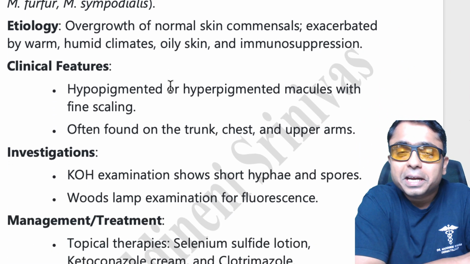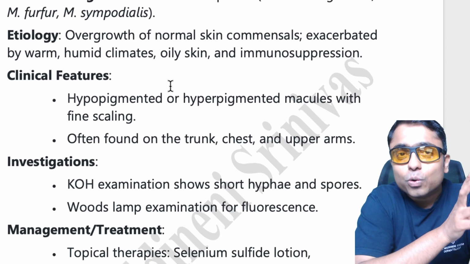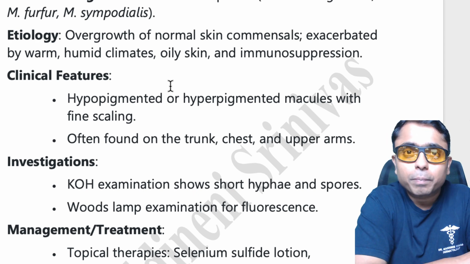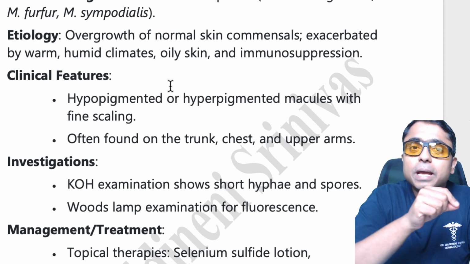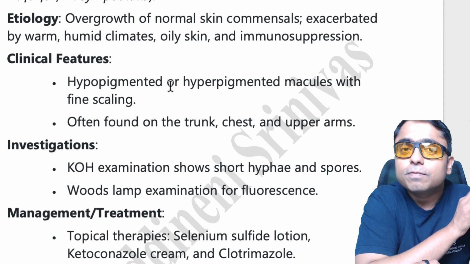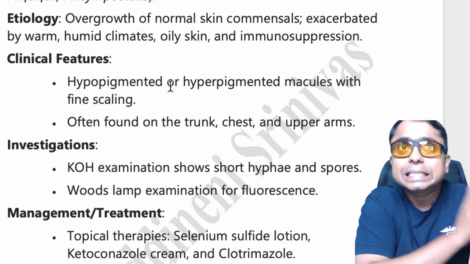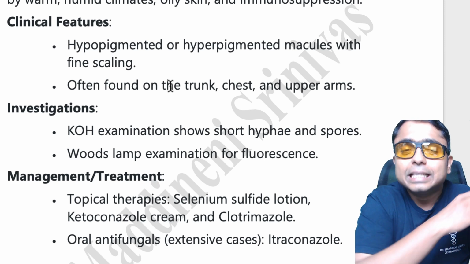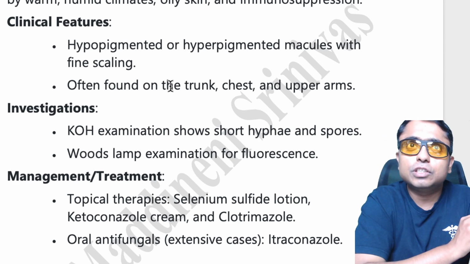So what are the clinical features? Remember versicolor, so both hyperpigmented as well as hypopigmented macules will be there perifollicularly, and there will be fine scaling, and this scaling is described as furfuraceous scaling or branny scaling. Often the site is going to be the trunk or chest, which will be mentioned.